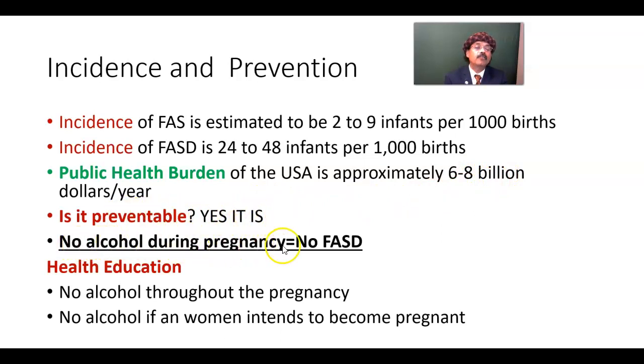No alcohol during pregnancy means no fetal alcohol spectrum disorder. What is the health education? No alcohol throughout the pregnancy. First trimester of pregnancy is very critical during embryogenesis, but brain develops throughout pregnancy. So anytime during pregnancy taking alcohol may cause brain damage, mental retardation. No alcohol if a woman intends to become pregnant. Sometimes women become pregnant without their knowledge. They may have alcohol that they took during the first trimester. They may realize they are pregnant 1 or 2 months later. That may happen.